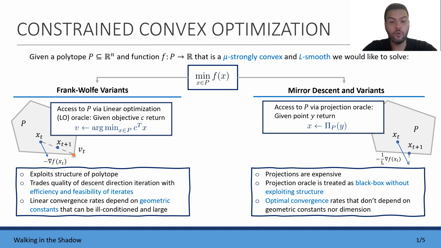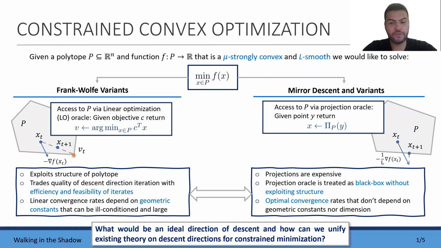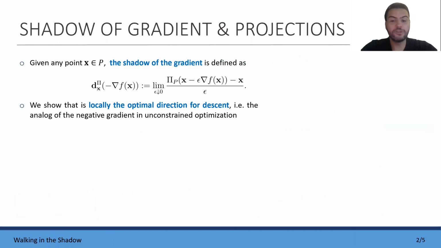In this paper, we demystify the impact of movement in these descent directions towards attaining constraint minimizers. In particular, we ask, what would be an ideal direction of descent, and how can we unify existing theory on descent directions for constraint minimization? We start answering that question by defining the shadow of the gradient, hence the name of our paper. So for any point x in the polytope, the shadow of the gradient at x is the directional derivative of the projection operator at x with respect to the negative gradient direction at x.